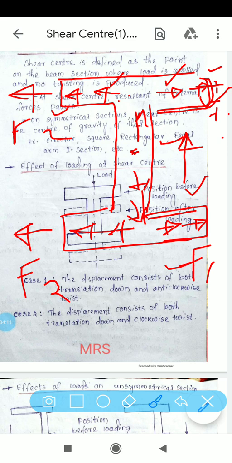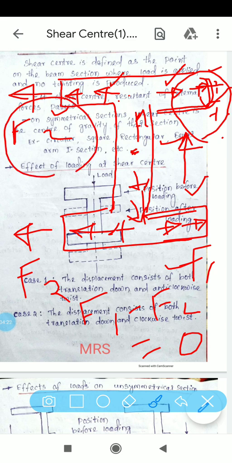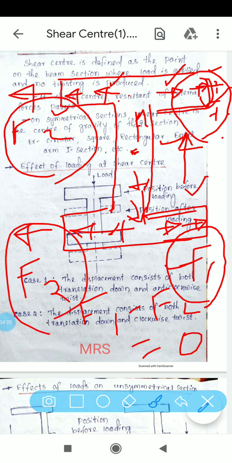So in this case, the net force, that is F1 minus F2, is equal to 0, meaning the magnitude of F1 is equal to the magnitude of F2. Similarly, in the bottom flange, the magnitude of F1 is equal to the magnitude of F2. So in this case, the net force is equal to 0, and it is a balanced type of cross section.